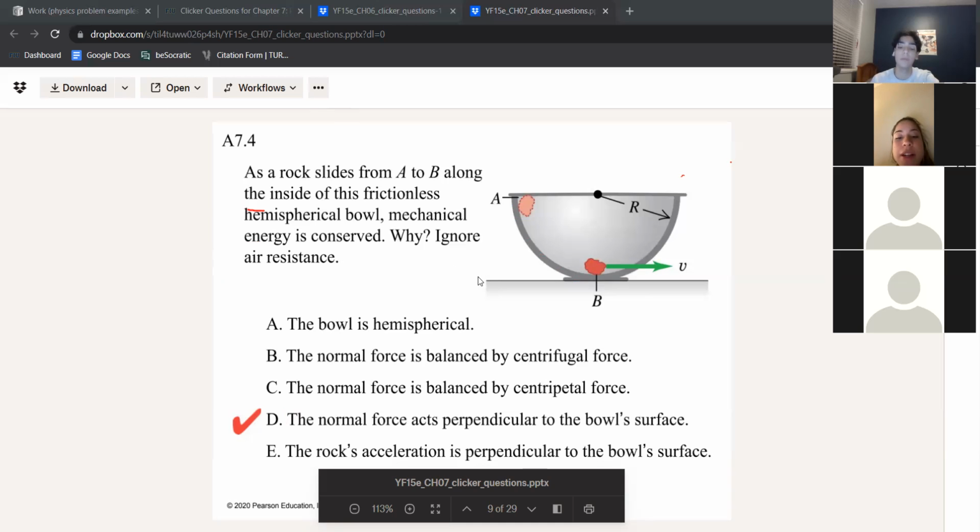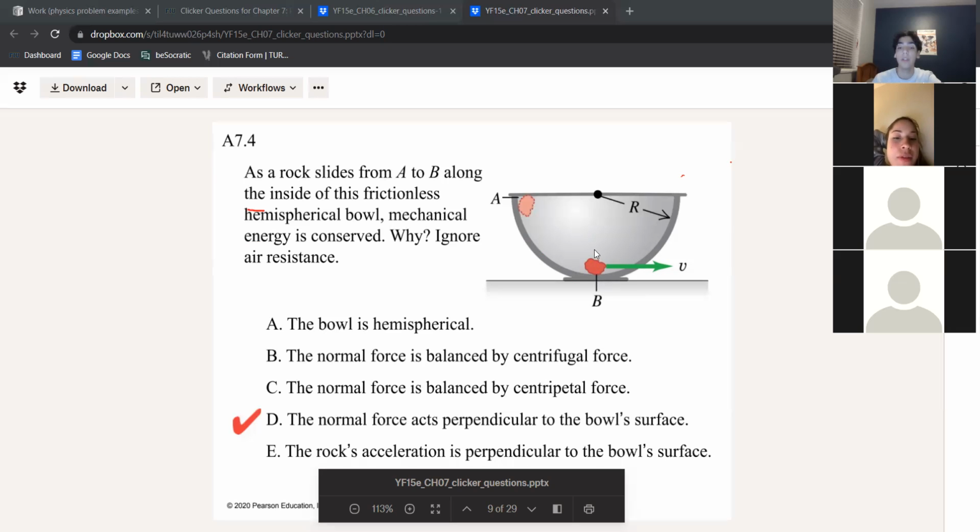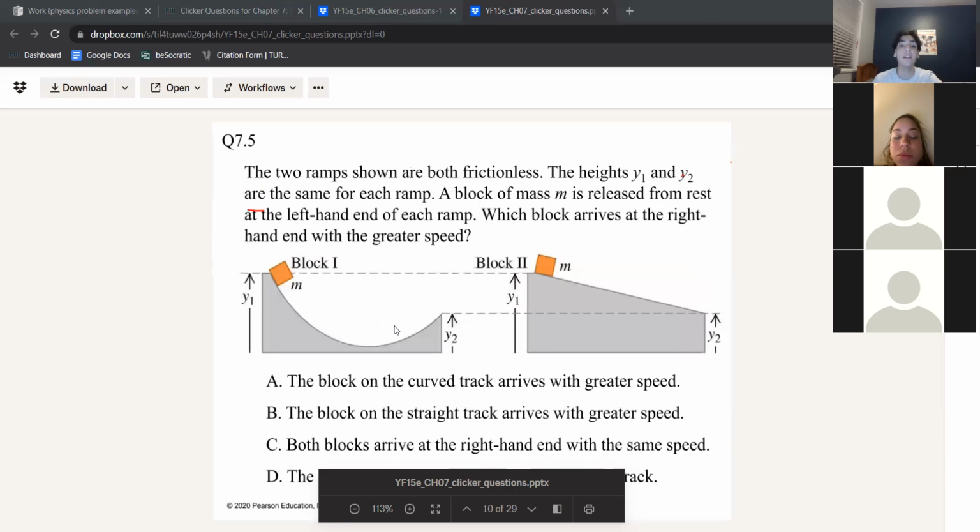And we can clearly see that it's perpendicular because if you look at point B where the rock is, it's perpendicular to the surface, to the horizontal part, the floor on top. And that's what essentially causes it to stop. It essentially takes all the kinetic energy that was there and turns it all into potential energy. So that's what causes it to stop right there.